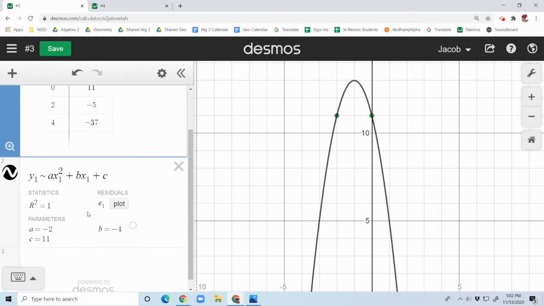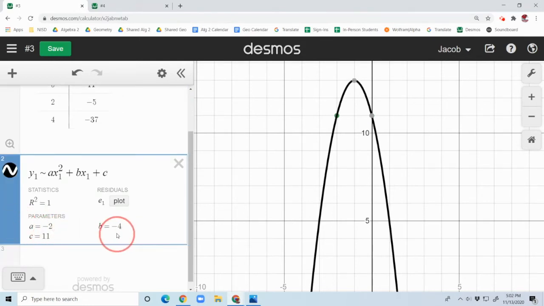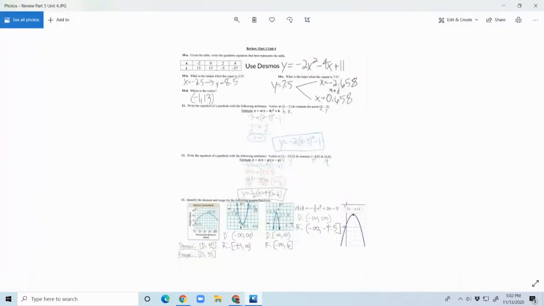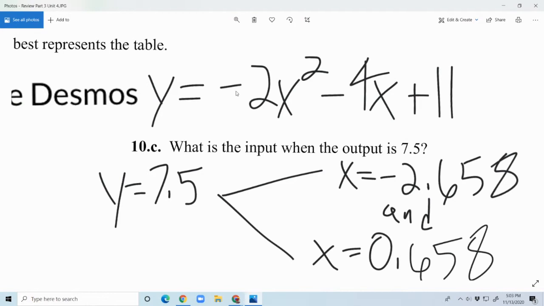Once you type that in, this other information will automatically display. So what you need to pay attention to is the a, b, and c. A is -2, b is -4, c is 11. So plug that in for ax squared plus bx plus c. So it's going to look like this when I write it down: -2x squared minus 4x plus 11. Okay, that's all there is to that.